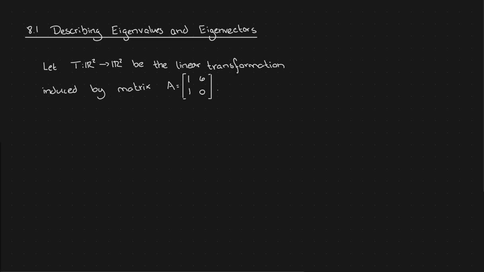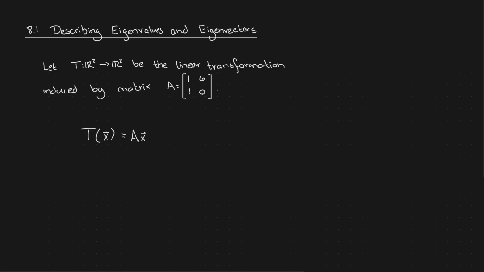In this section, we're going to be discussing a concept that is very useful for understanding matrices and linear transformations. To motivate the discussion, let's start off with a linear transformation from R2 to R2. Let T be the linear transformation induced by the matrix A, which is [1, 6; 1, 0]. That means for any vector x I plug into the transformation, to evaluate the transformation on x, I'm just going to multiply x on the left by matrix A.